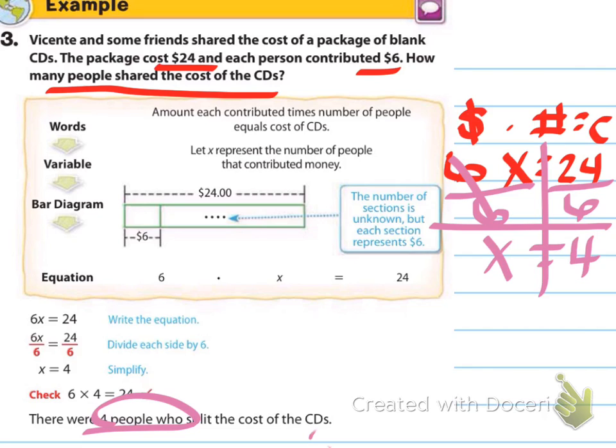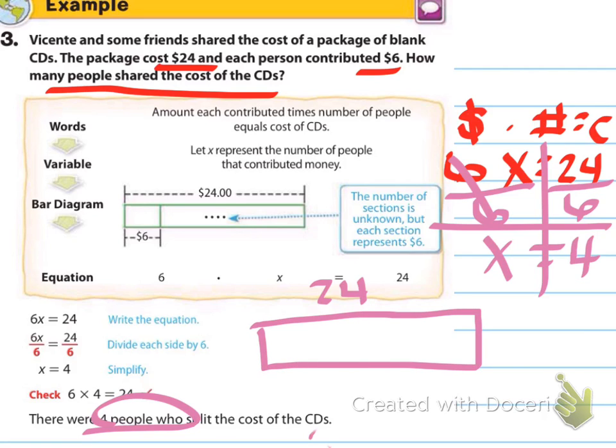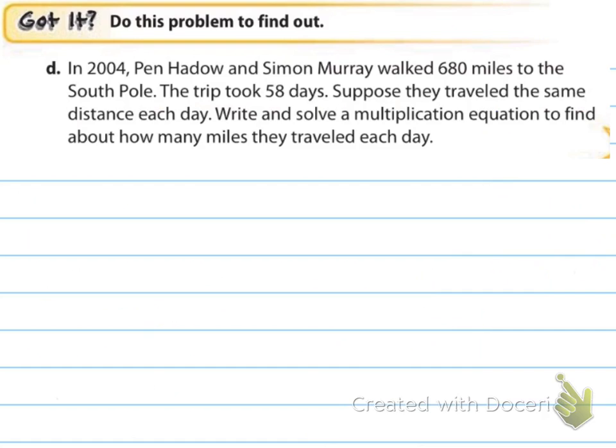And what they're saying is with the bar diagram, you can set up this bar diagram, and this all represents the $24. And then each person puts in $6. And we've got to figure out how many of these blocks we would need to be able to have a total of $24 when we only need 4 altogether. And so we find that 4 people contributed $6. If we had 5 people, we'd have $30. That's not what we're looking for. So that's how we use that little bar diagram.